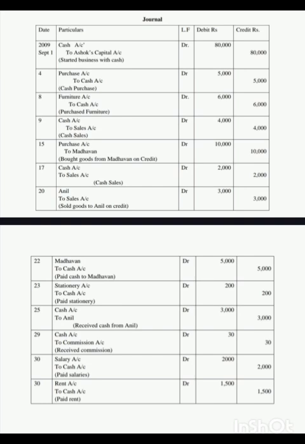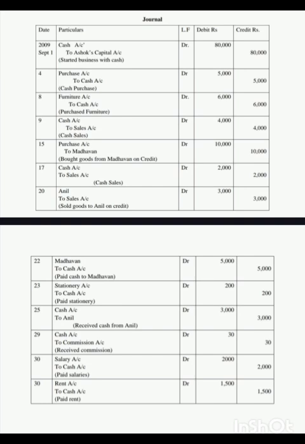29th September, received commission 30 rupees. Cash account is a real account and money is coming into the business, so we debit cash account, debit what comes in. Commission account is a nominal account, income, and therefore we credit commission account, credit all incomes and gains.